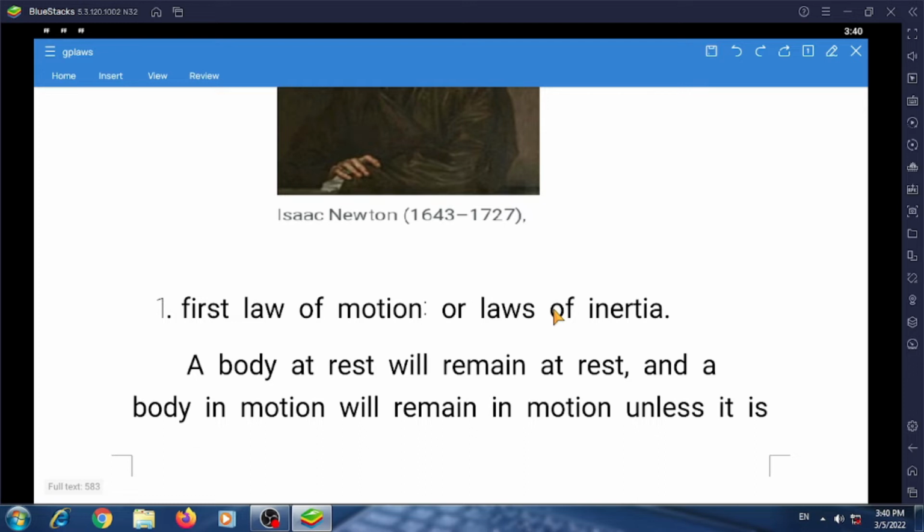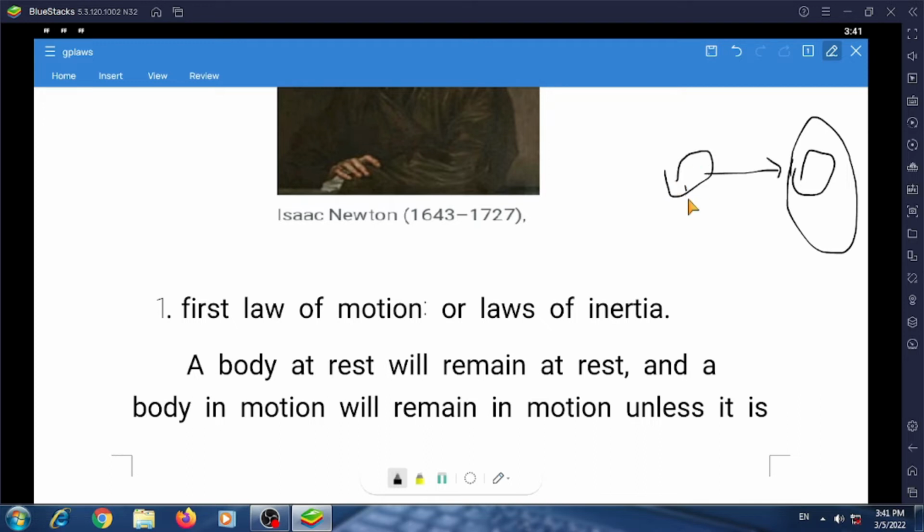It is also called the law of inertia. Now what is the first law of motion? A body at rest will remain at rest. Suppose a ball is placed on the ground, it will stay at rest until a force is applied on it. It will rest until anybody applies a force, then it will get displaced.